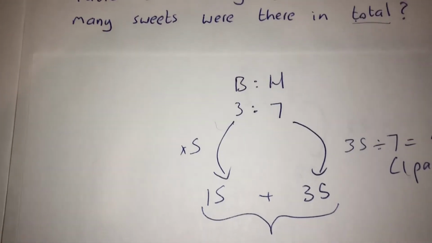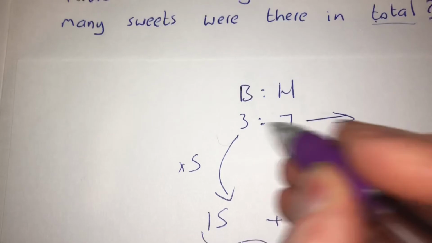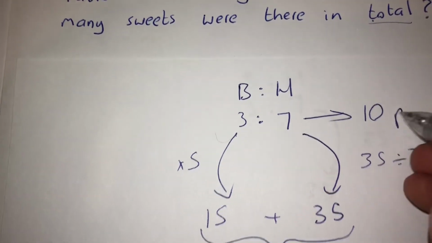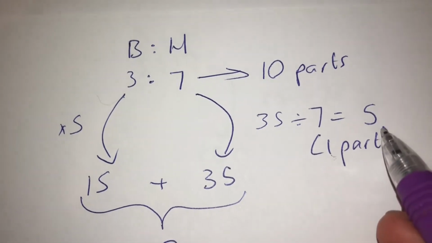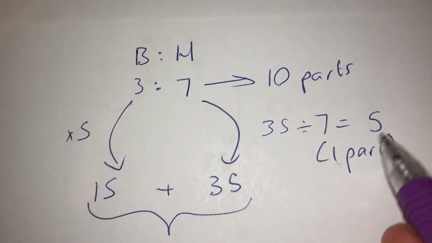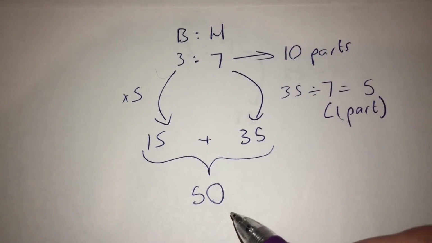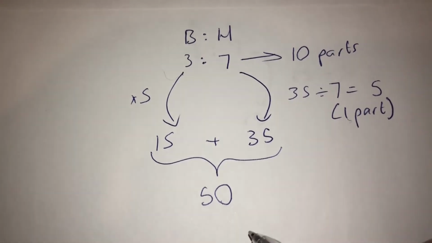I could also recognize again that 3 plus 7 means there are 10 parts to this entire ratio. So if I know 1 part is 5, then 10 parts is 10 times 5, which is also 50. So that's the other way of thinking about it. Either way, you'll get the same answer.